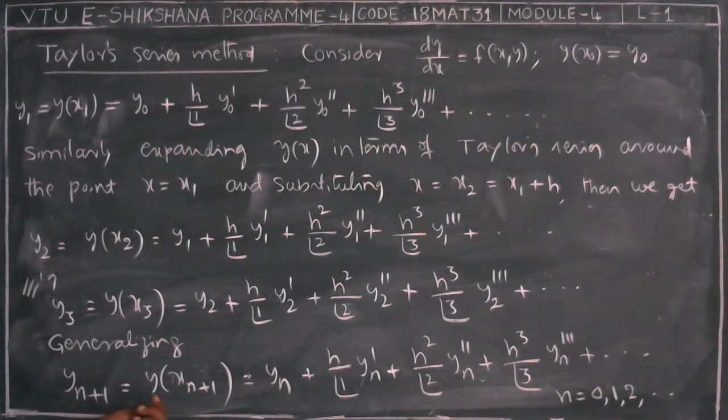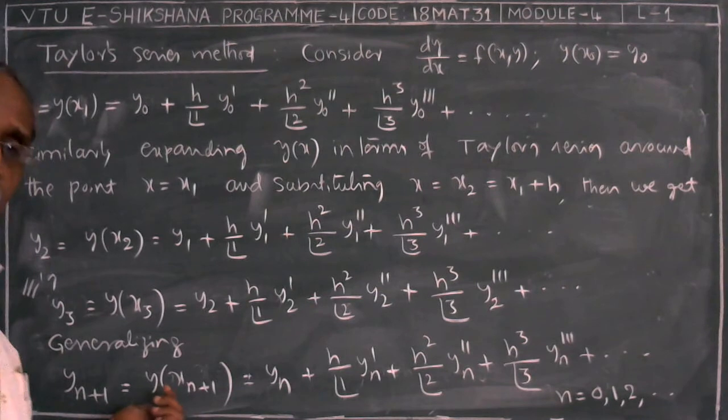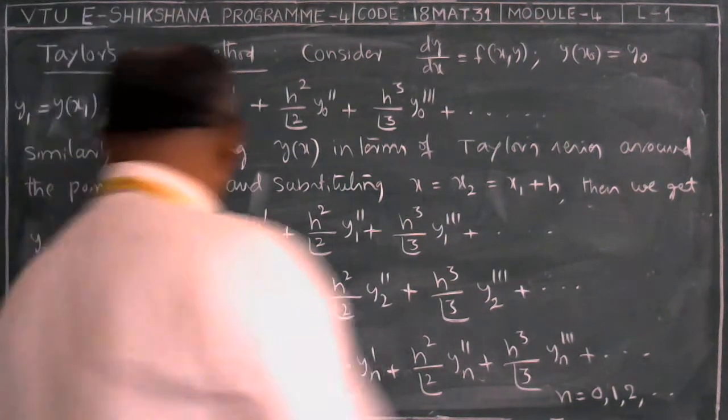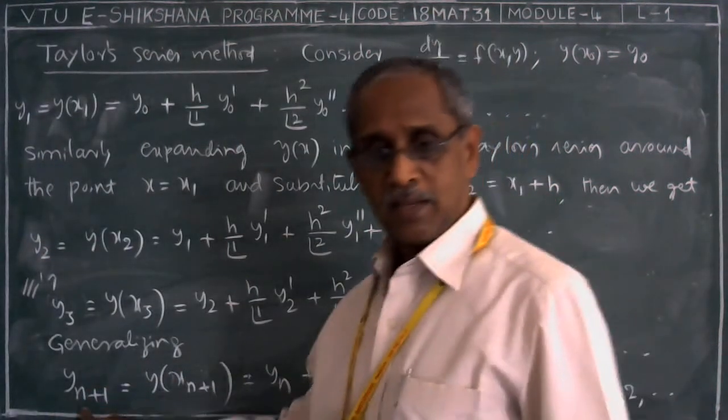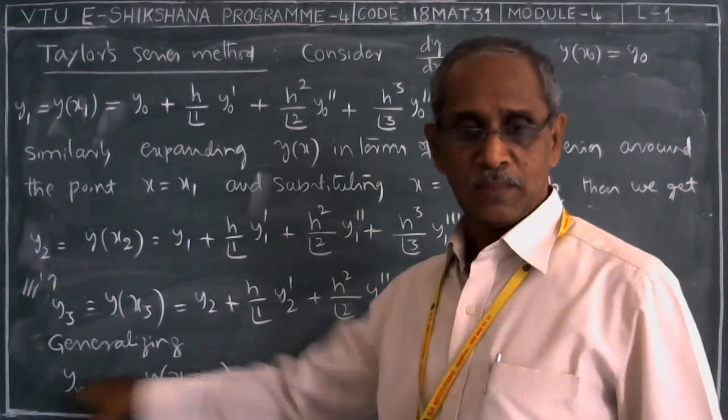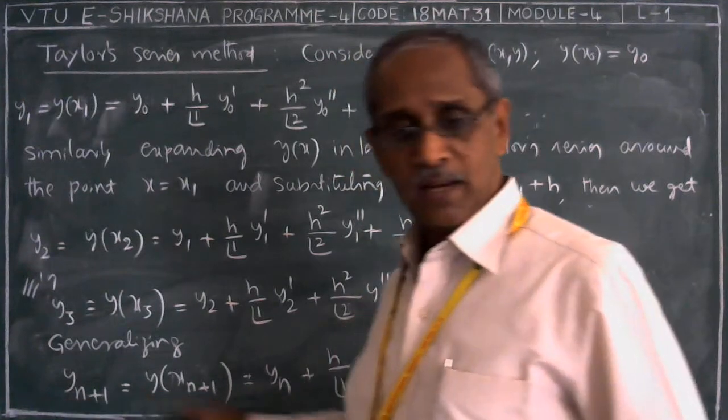Now this formula you have to remember. If you want y1, put n is equal to 0, you get y1. If you want to calculate y2, put n is equal to 1 here, you get y2. For y3, put n is equal to 2. For y4, put n is equal to 3, and so on. Okay. Now this needs to be remembered.